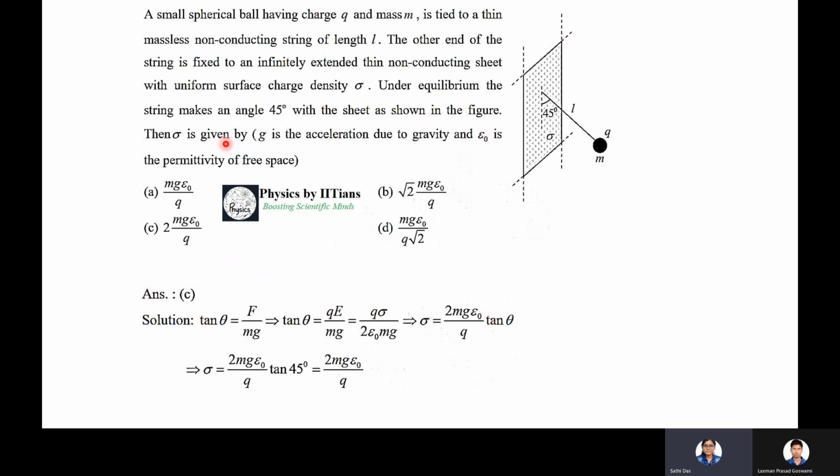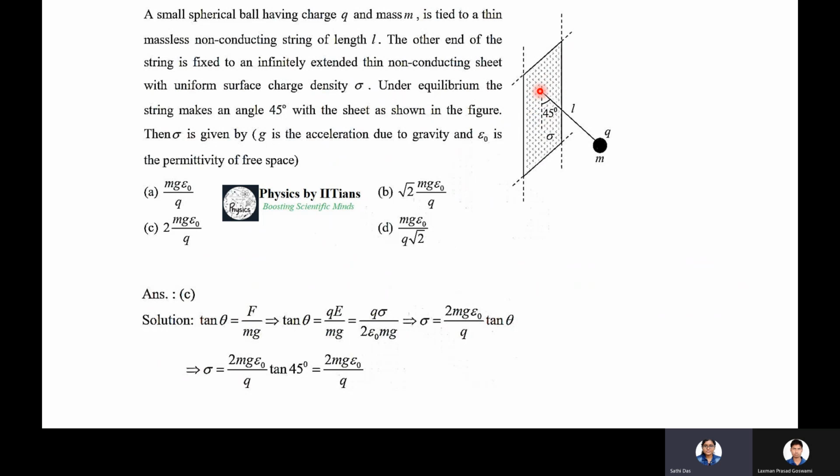Then sigma is given by option A: mg epsilon naught by q; option B: root 2 mg epsilon naught by q; option C: 2 into mg epsilon naught by q; and option D: mg epsilon naught by q root 2. So what will be the correct option?